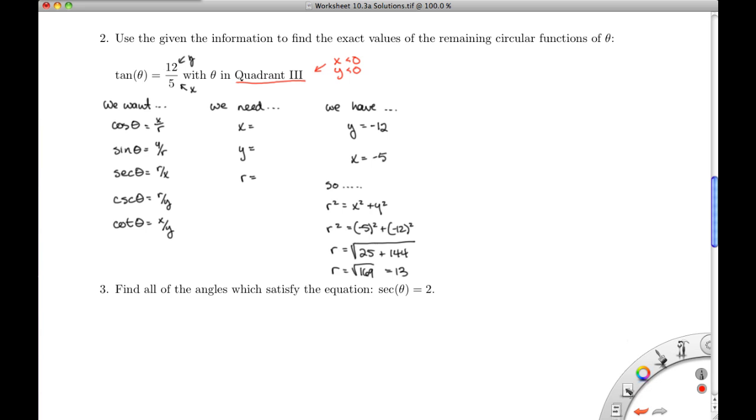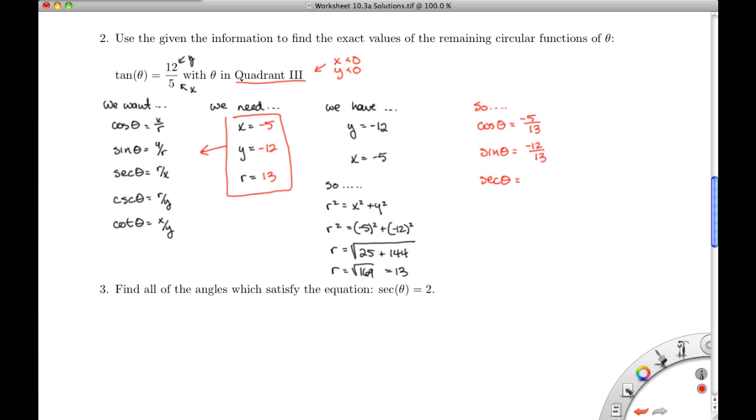So filling in now, we know that x is equal to -5, y is equal to -12, and r is equal to positive 13. With this information, we can feed this to our definitions and we can get our answers. So here's our solutions. The cosine of theta is going to be x over r. The sine of theta is going to be y over r.